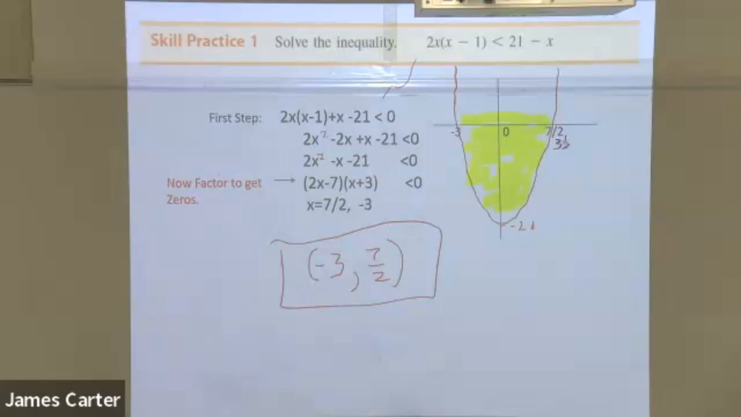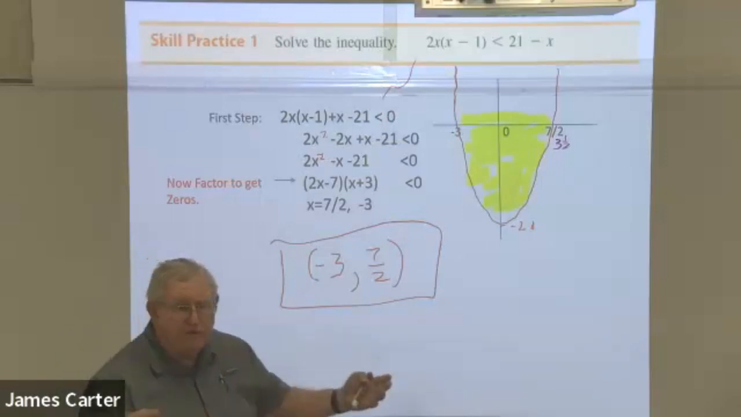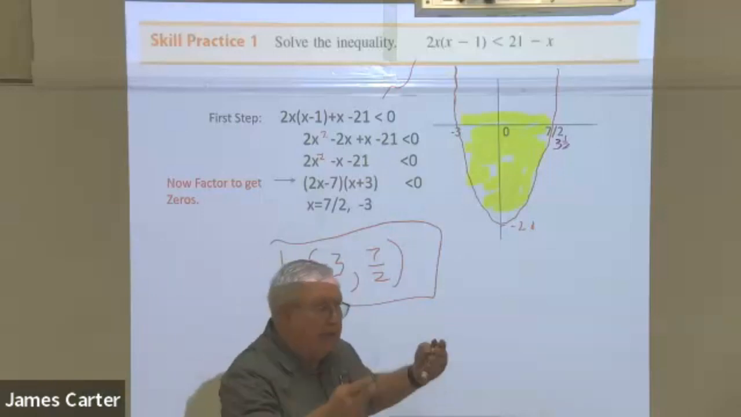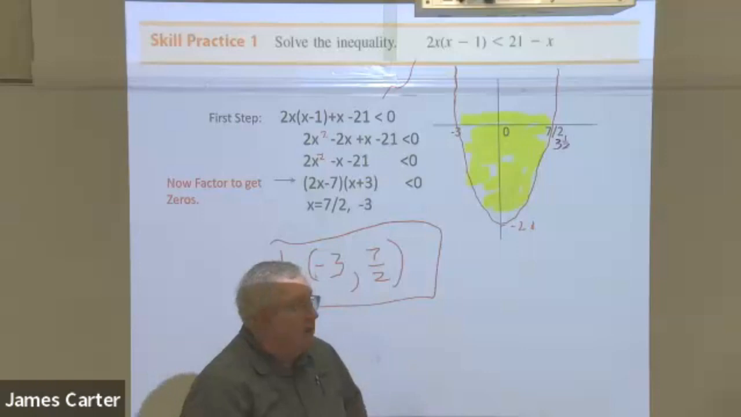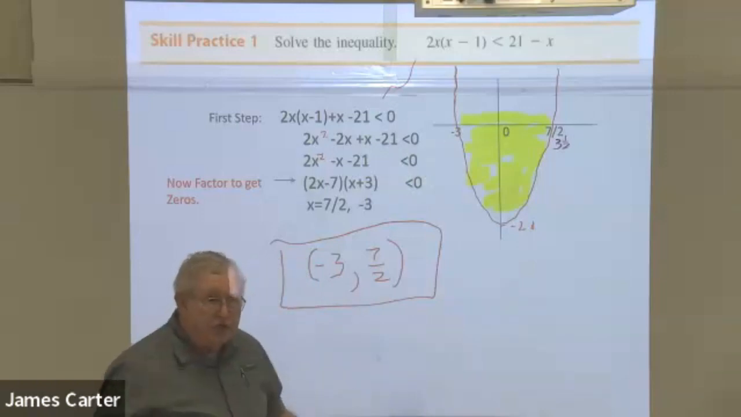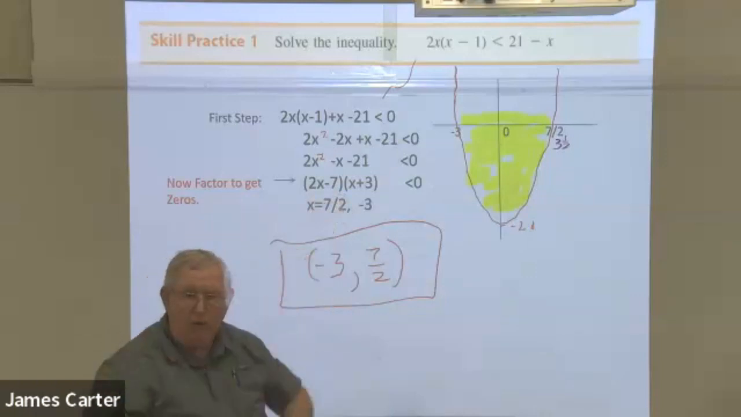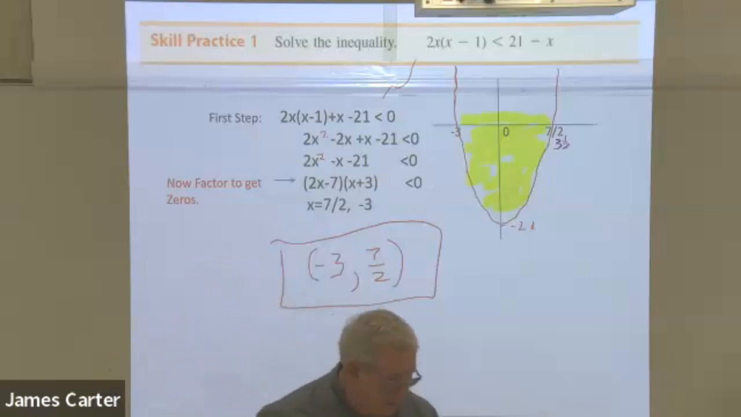Okay, question on this one? If you get the equation and you get 0 on one side, that's what that first step of those rules said. Get the equation so you've got a 0 on one side. Then you can have your symbol, and it tells you what part, above or below the axis, you're looking for. Okay?